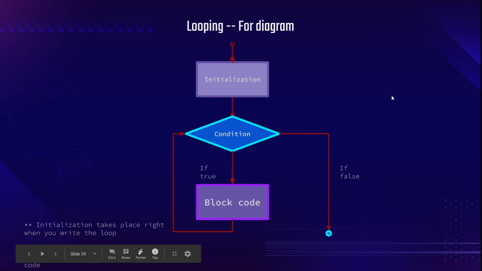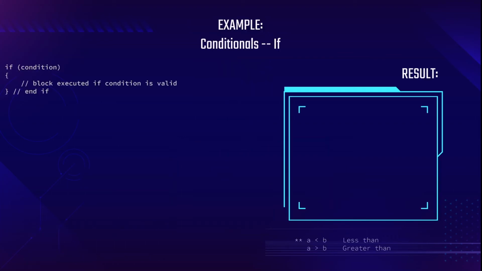So again, for for loops, initialization takes place right when you write the loop. And incrementing and decrementing still happens at the end, but it's more explicit up top as to what you're doing. So let's move on to the conditional examples.